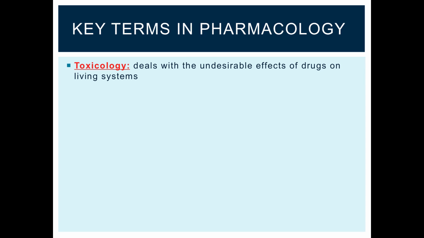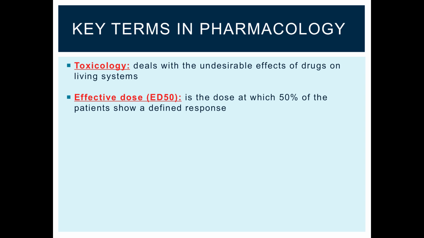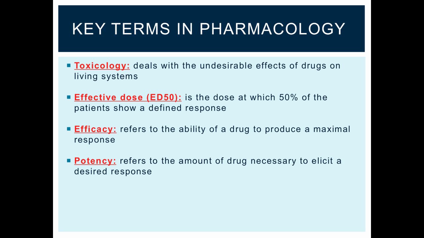Toxicology deals with the undesirable effects of drugs on living systems. And then we have some more granular terms that we'll come back to in later sessions. Effective dose 50 or ED50. This is the dose at which 50% of patients show a defined response. And then we have efficacy and potency. From a pharmacologic perspective, efficacy and potency have very defined meanings. Efficacy refers to the ability of a drug to produce a maximal response, whereas potency refers to the amount of drug necessary to elicit a desired response. And again, we'll come back to these terms later and see what this means in terms of drug action.